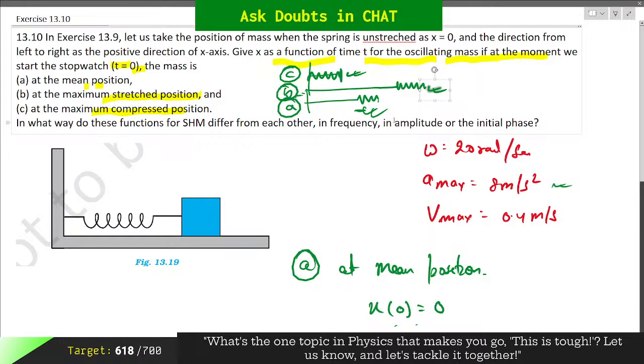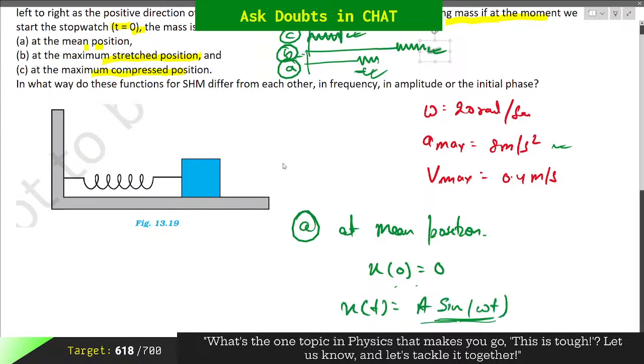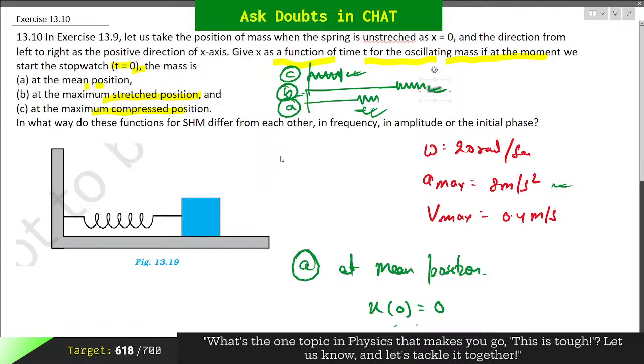and in frequency, amplitude, or an initial phase. So we have been given the initial state of the mass, that is unstretched at x equals 0. Also we have to find the time functions for this SHM, and we have to find out whether in all these three cases, when we compare frequency, amplitude, or phase, what will change. So let's start making an equation for each of these initial conditions.